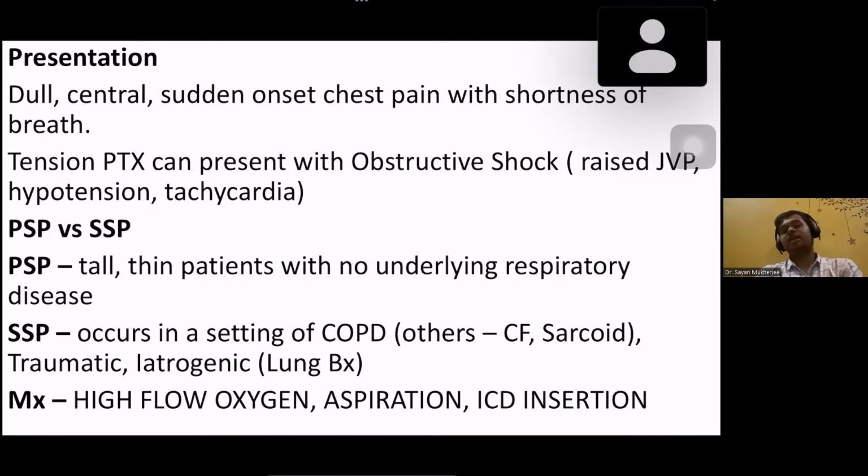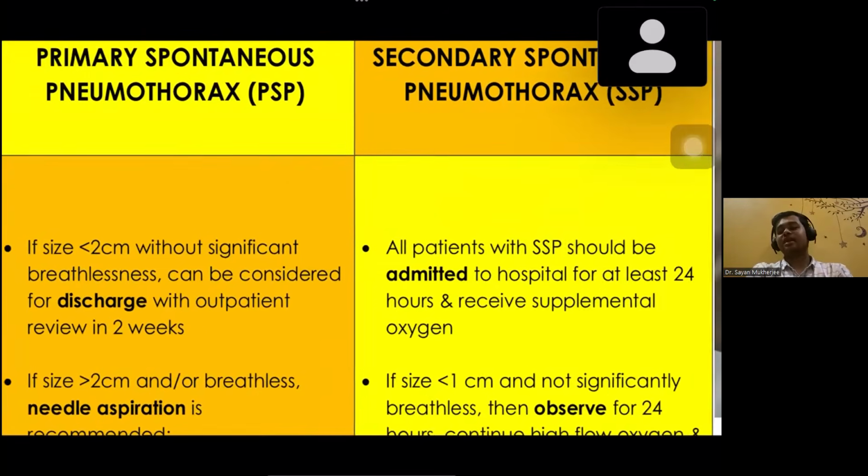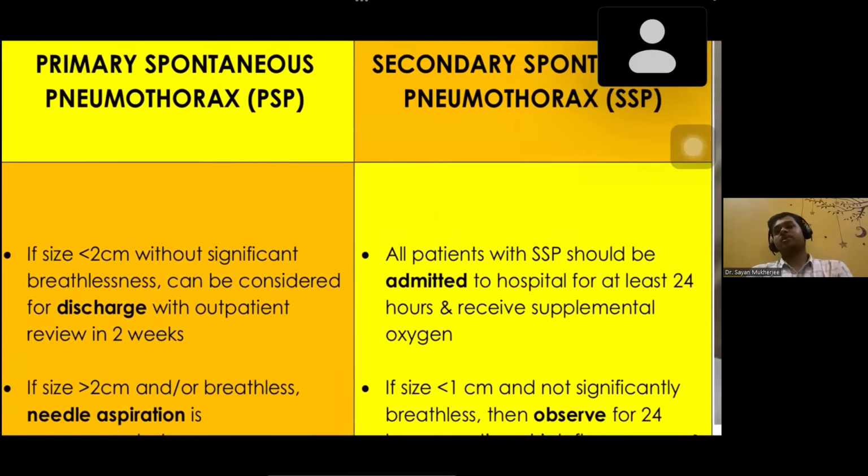Apart from this, certain traumatic events like a road traffic accident can also cause pneumothorax. If a lung biopsy is taken, it can also cause a pneumothorax. It's called iatrogenic pneumothorax. Basically, three things you need to take note of: high flow oxygen, needle aspiration, and intercostal chest drain insertion. This next slide focuses on what intervention you should go for. You can easily understand in a primary spontaneous pneumothorax, the treatment is a little less aggressive as compared to secondary spontaneous pneumothorax. So if you measure the size of the pneumothorax, how do you do that?